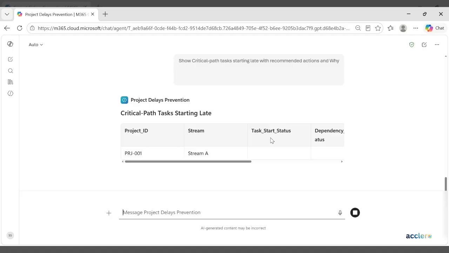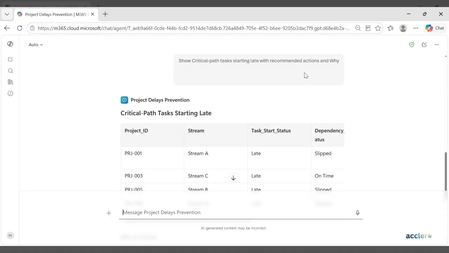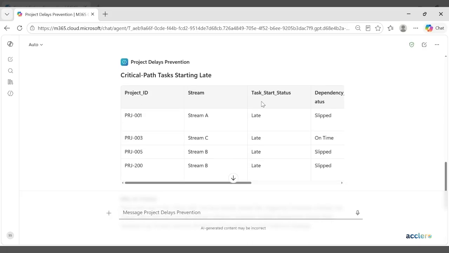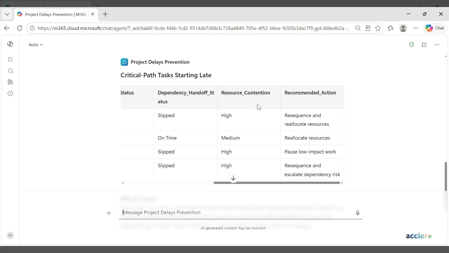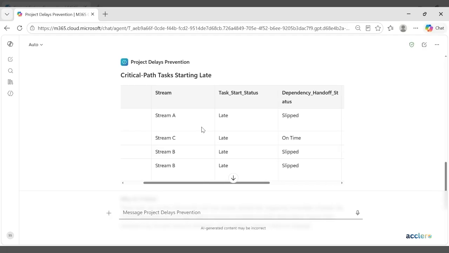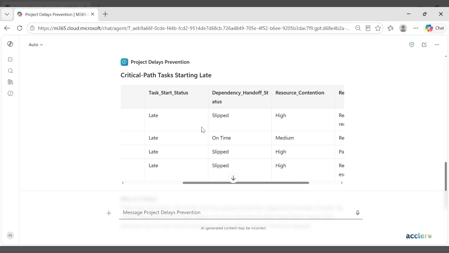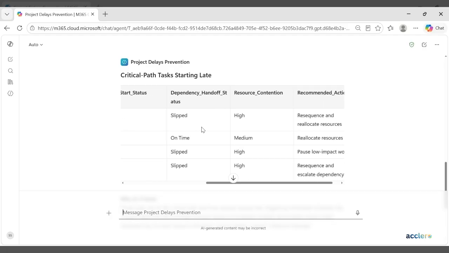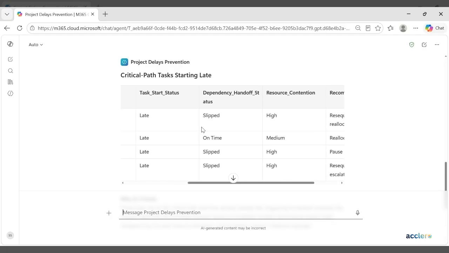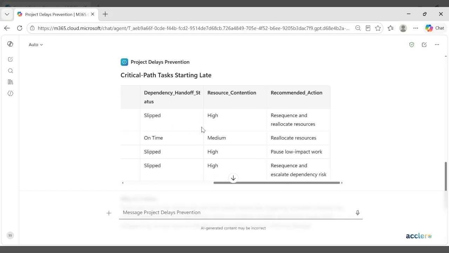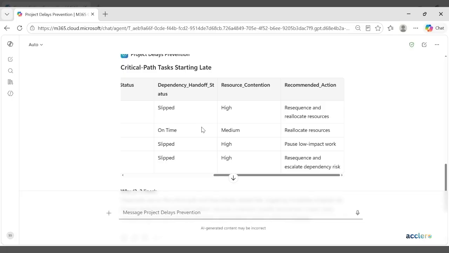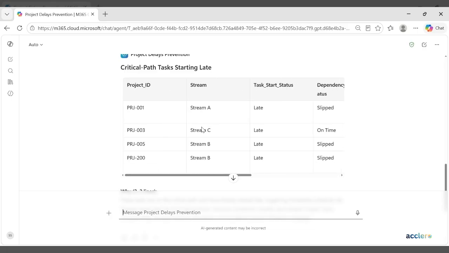Here I ask the agent to show the critical path tasks starting late with the recommended actions and why. So here we can see the critical path tasks that are starting late with some recommended actions. Because these tasks directly impact the milestone timelines, even small delays can cascade across the project. So the agent not only flags the risk but also recommends immediate actions such as the resequencing and reallocation of the resources to prevent further delays.